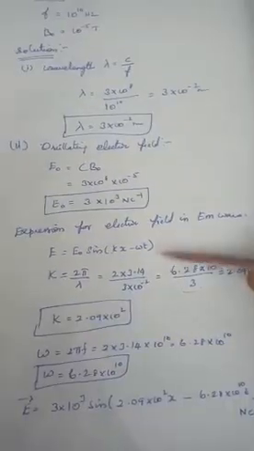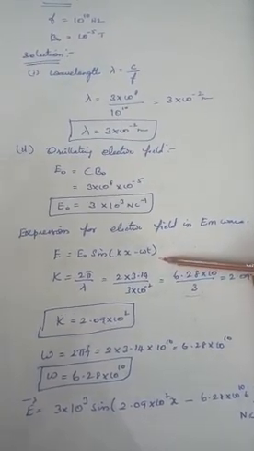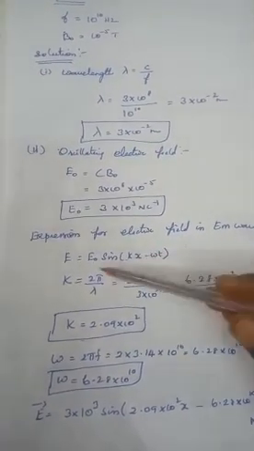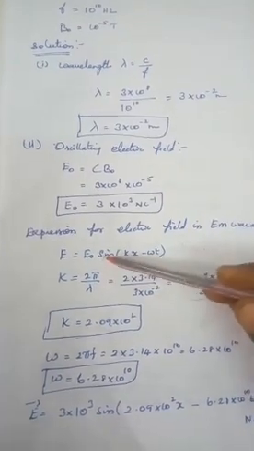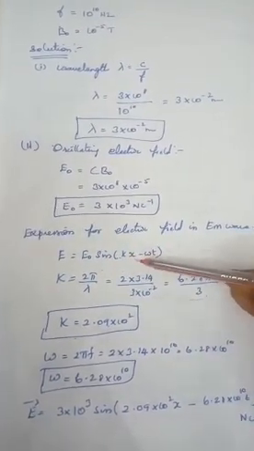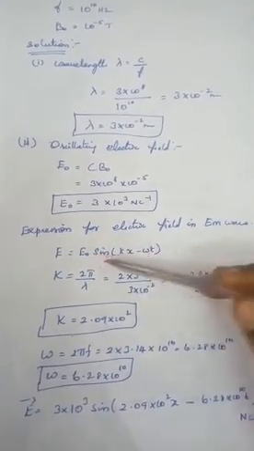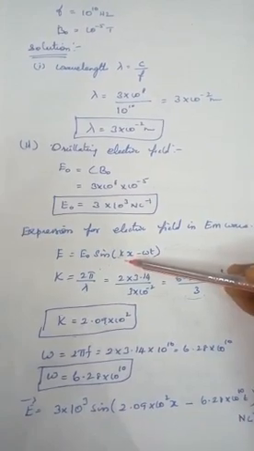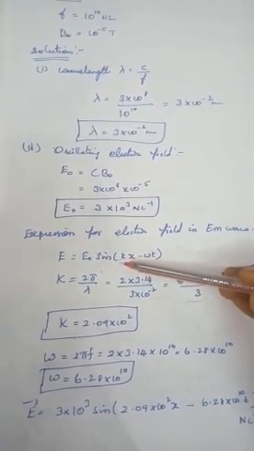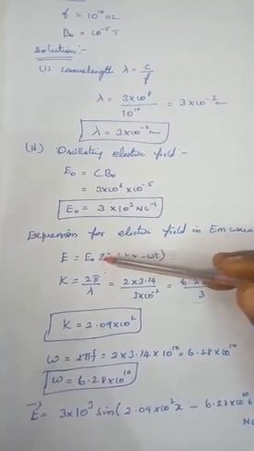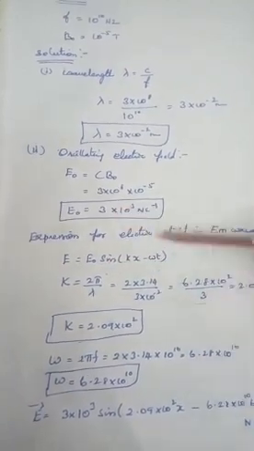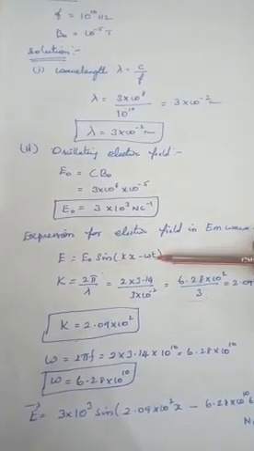Then the second one: we have to find out the expression for the electric field in an electromagnetic wave. So this is the expression: E is equal to E naught sine of kx minus omega t. So this is the expression for the electric field in an electromagnetic wave. We have to find out this value, and before that we have to find out the E naught value and also the k value, then the omega value.